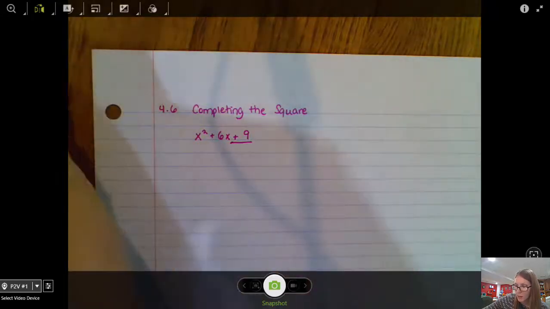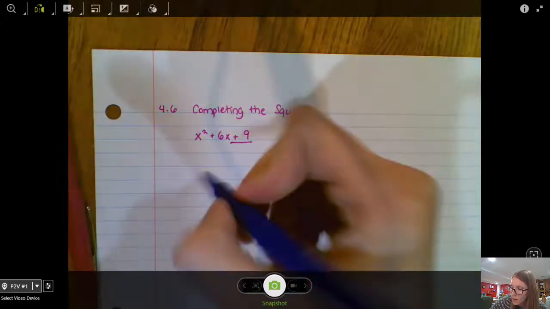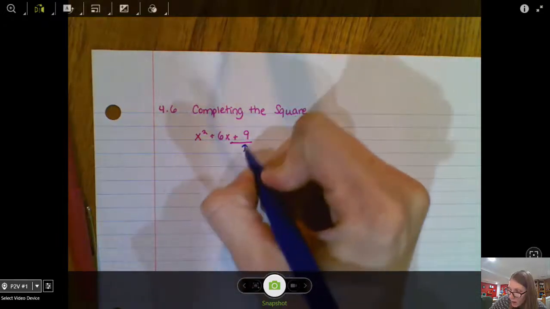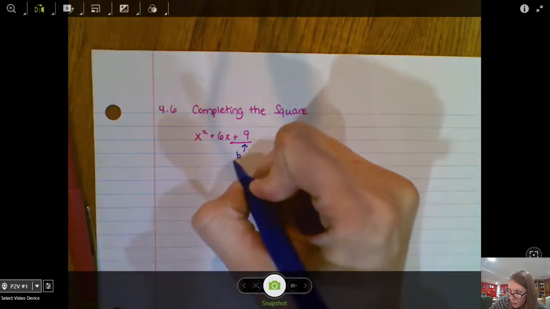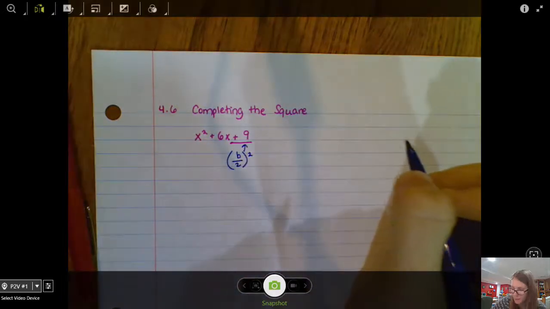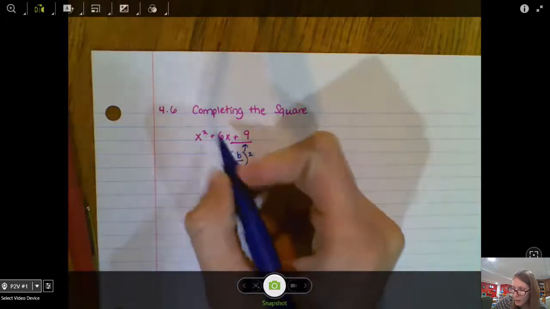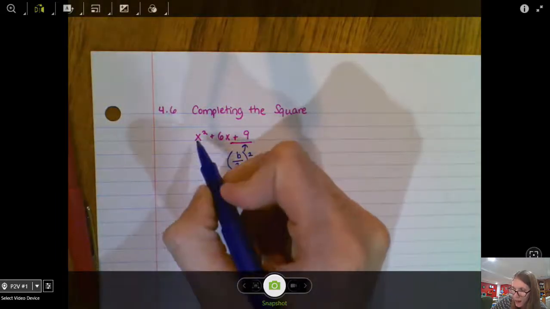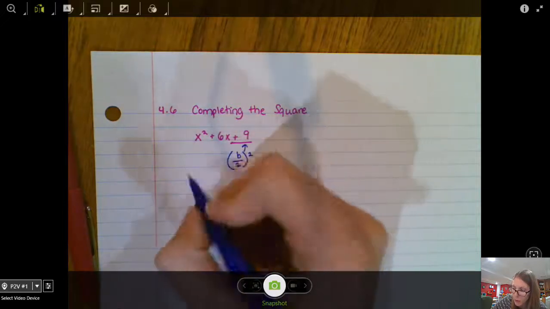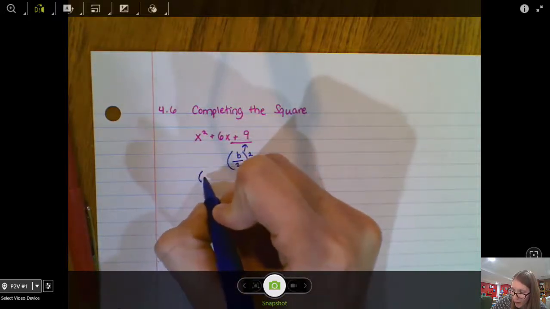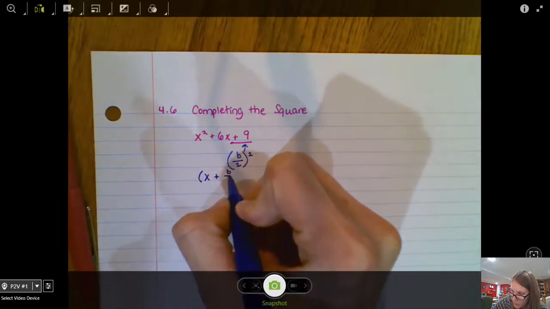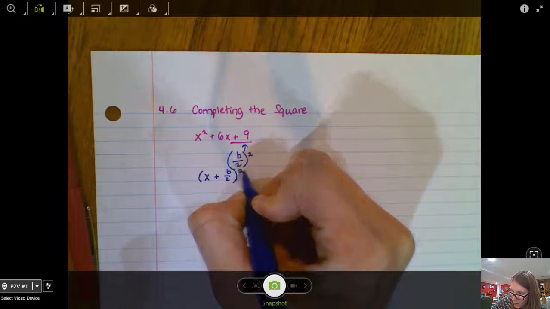So just remember, and you should have this in your notes from class also, that in order to complete that square, we have to add b divided by 2 squared. Okay? And then after we complete the square, it's a perfect square trinomial, so we can write this as our factor, x plus b divided by 2, all squared.